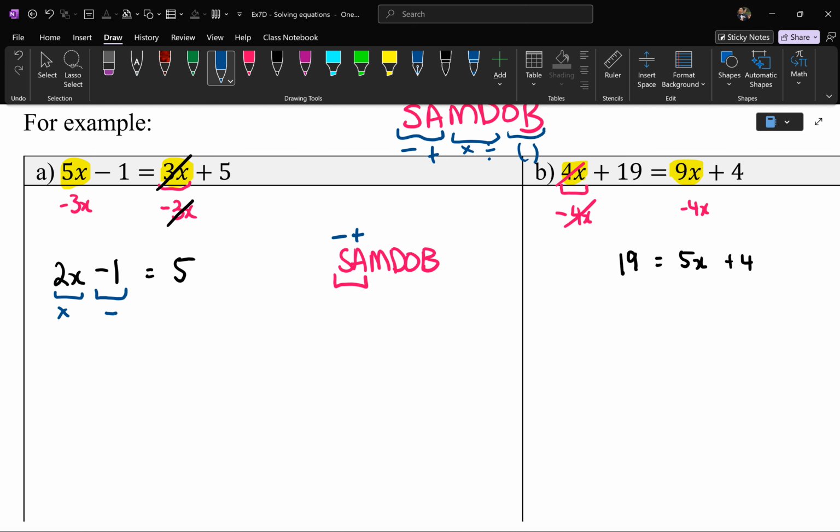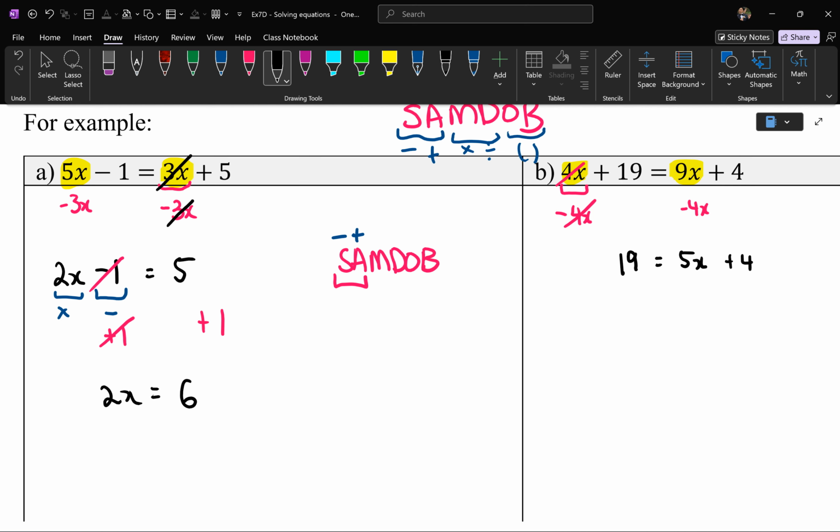It's not the opposite of times. It's the opposite of subtraction because SAMDOB. So getting rid of minus 1, the opposite of minus 1 is? Plus 1. Whatever you do to one side, do to the other. So here we go. Negative 1 plus 1 cancels out. I get 2x is equal to 5 plus 1, which is 6.